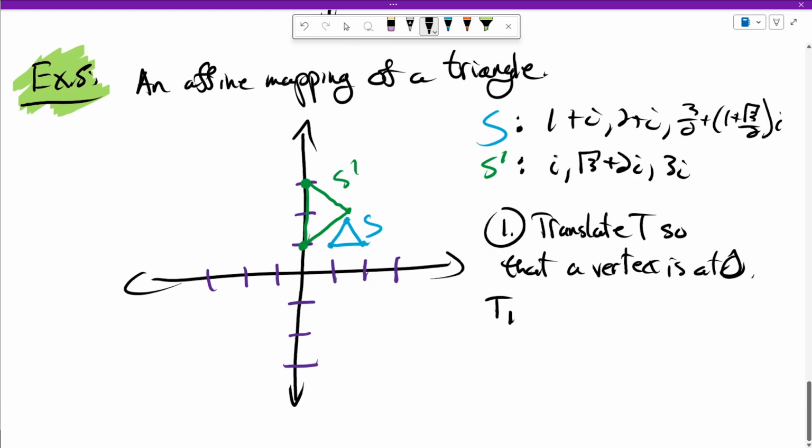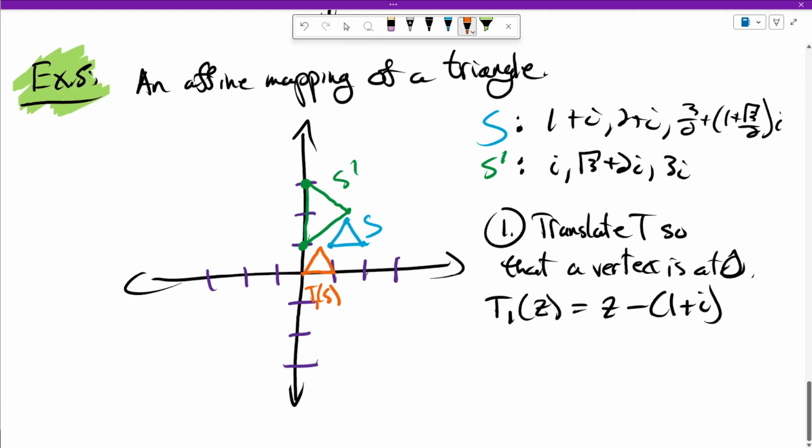All right, so we first, for example, might want to take this point 1 plus i and subtract it. So what that's going to do is take this shape and move it so that it's about there. So that's T1 of S.